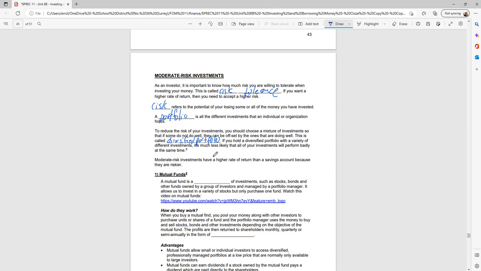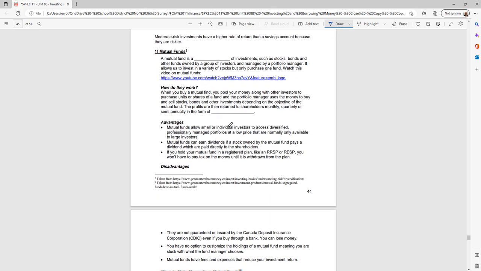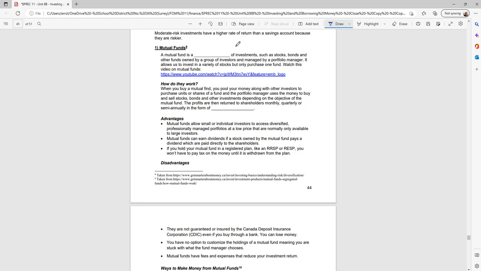Now, there's a couple of different types of investments. One's called a mutual fund, and essentially what a mutual fund is, is just a basket of investments such as stocks, bonds, and other funds owned by a group of investors and managed by a portfolio manager. It allows us to invest in a variety of stocks, but only purchase one fund. Now, if you want, you can watch this video.